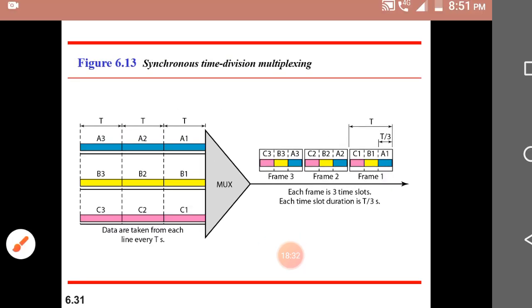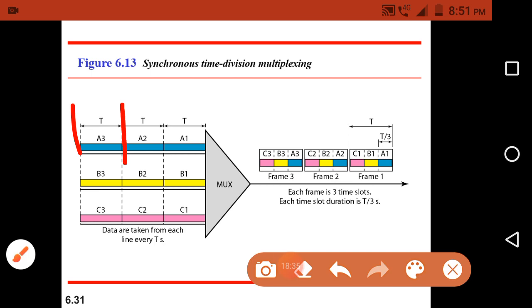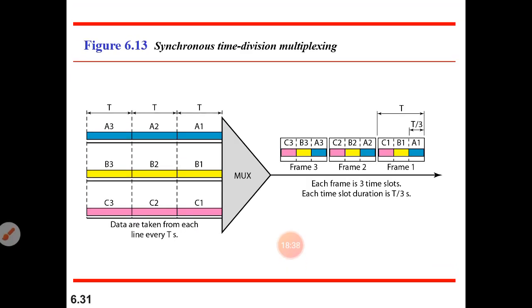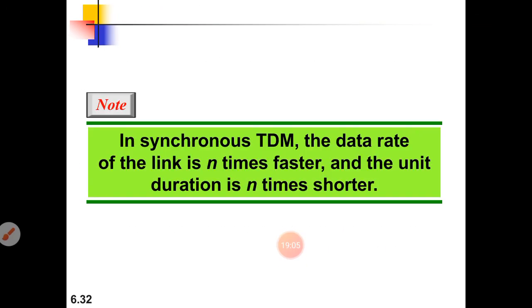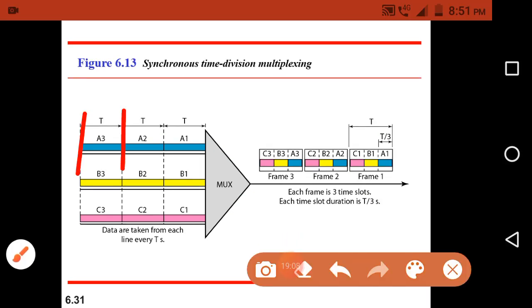First we need to calculate the duration of each data unit in the input link. How do we calculate it? We need to invert the data rate, that is, use 1 by 1 kbps. 1 kbps is the data rate of the input link. Kbps means 1000 bits per second, so that gives 1 millisecond. So 1 millisecond is the duration of each data unit in the input link.